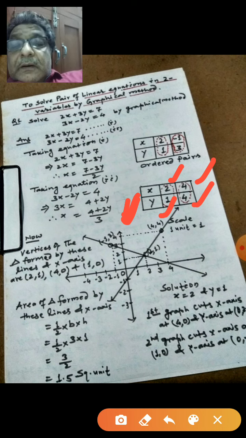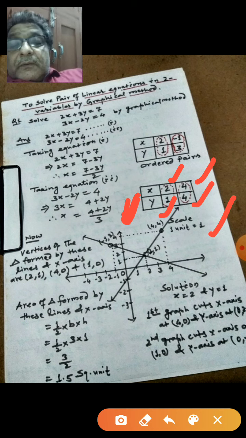Now to draw the graph, what we do is draw the rectangular axes, that is, coordinate axes or Cartesian axes, and choosing a suitable scale, we uniformly divide these two axes.